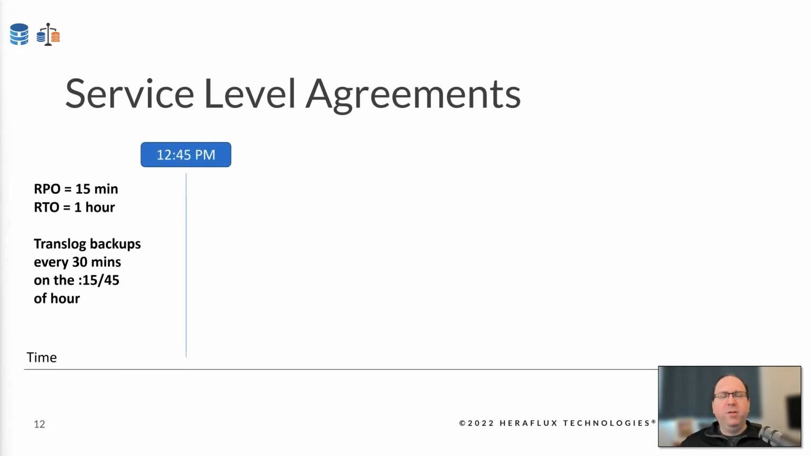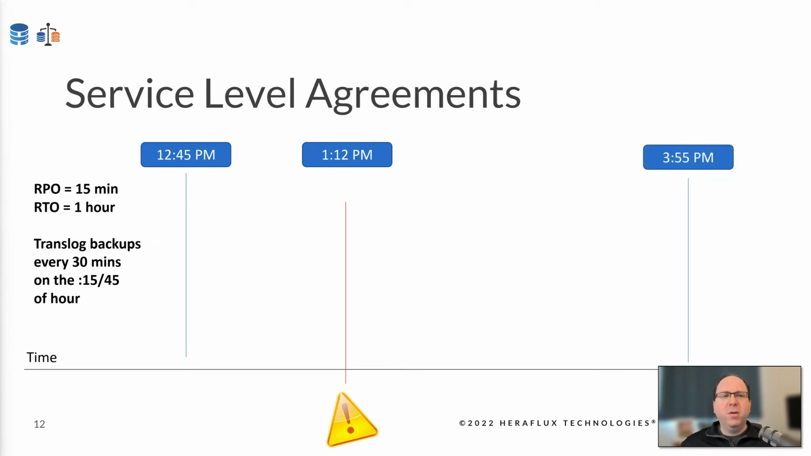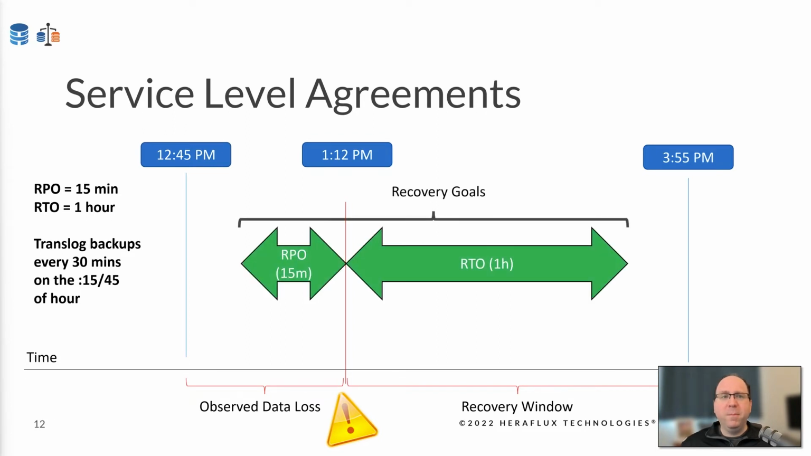12:45, the last transaction log backup was taken from within the database engine. 1:12 p.m., the SAN failed. That's bad. That's really, really bad. So they started recovering. This was the observed data loss. That was almost 30 minutes, and that's serious. They finally got this thing back up and running at 3:55 p.m.